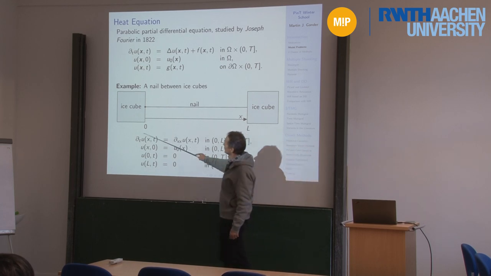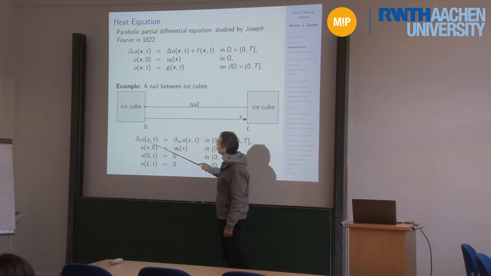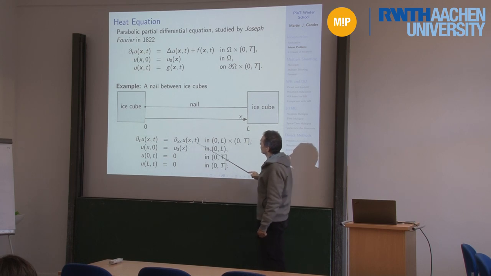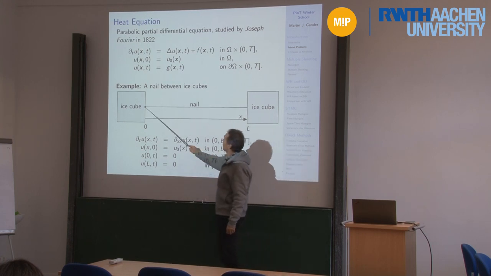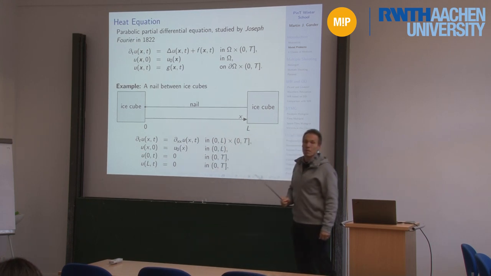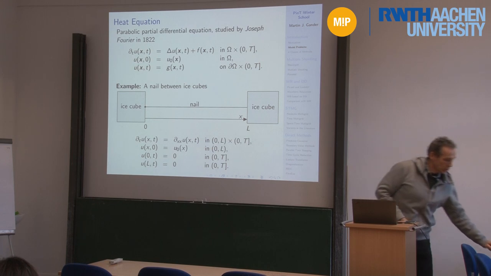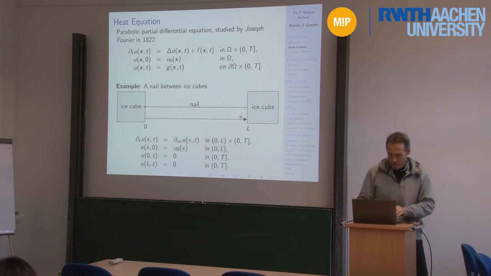And here is the heat equation. That's the invention of Fourier. A time derivative on the left equals two spatial derivatives on the right. This is a Laplace operator in 1D. And there is some initial condition, some initial temperature. And there are two boundary conditions, which are 0 here and here. This is a model problem I will use as well. And I just want to show you what the solution of this model problem looks like.